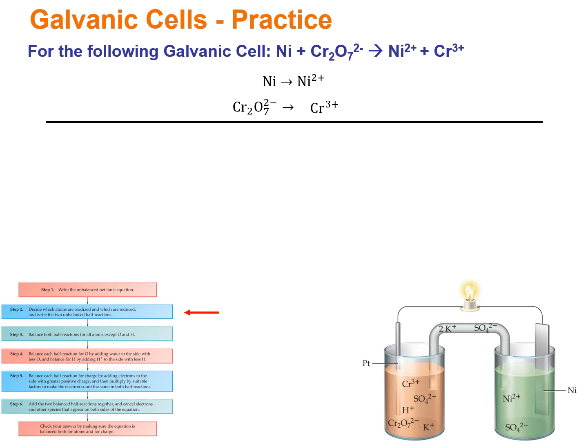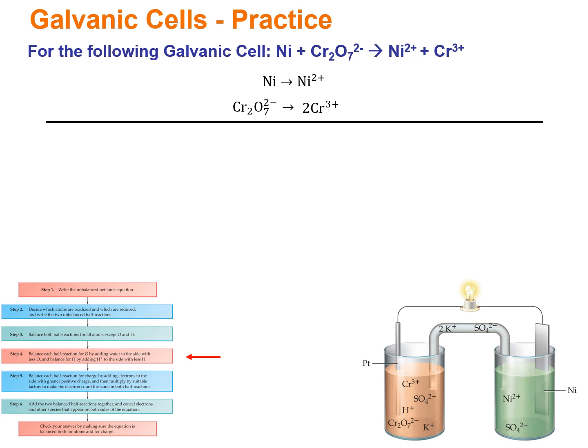We split these things into two pieces. So the nickel going to nickel 2 plus and the chromium going to chromium 3 plus. And so it says balance both half reactions for all atoms except oxygen and hydrogen. So that means I'm going to have to add a 2 here to the chromium in order to balance it. And so the nickel, I don't have to do anything because we have one on the reactant, one on the product side.